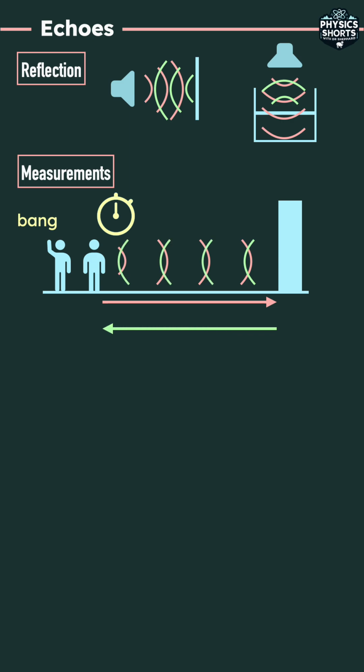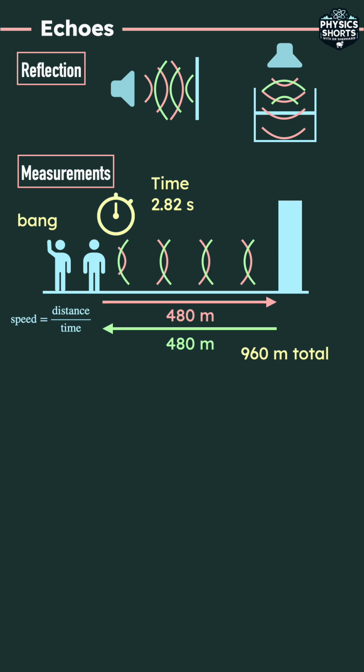Let's say that the time taken is 2.82 seconds, and the distance that the sound travelled is 480 plus 480, which is 960 meters. That means the speed of the sound wave must be, speed is distance over time, which is 960 over 2.82, 340 meters per second. So that's a handy technique to measure the speed of sound.